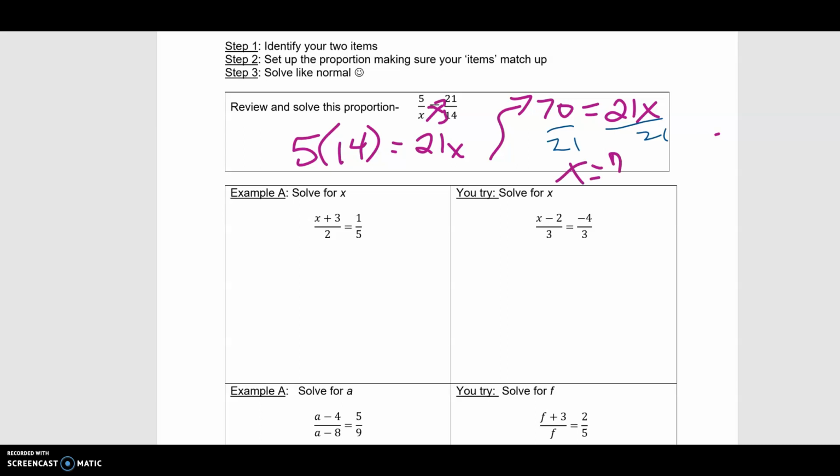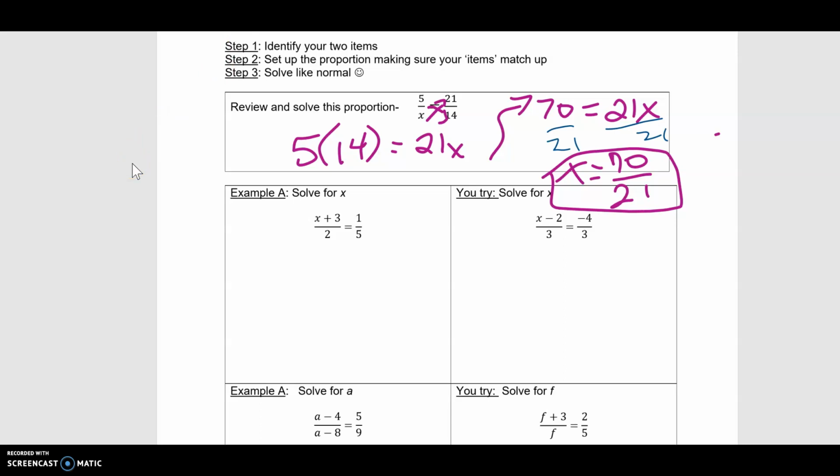X is equal to 70 divided by 21. Do not forget to reduce your fraction if you can. This one I can't, but if you have a fraction, make sure you check it to see if it can be reduced. So now we're going to have the exact same process for the rest of these.